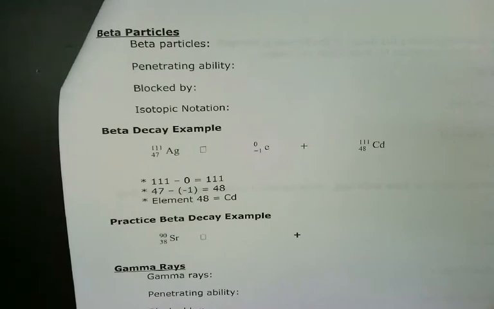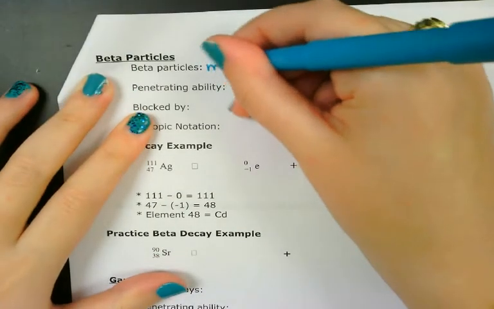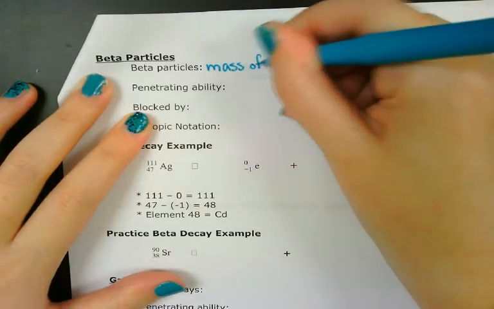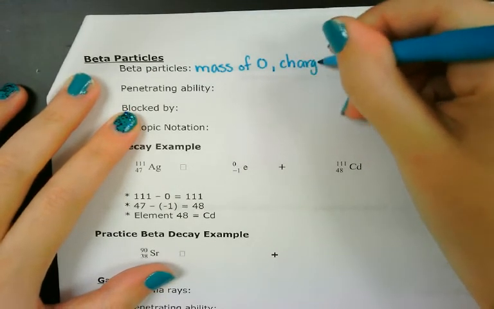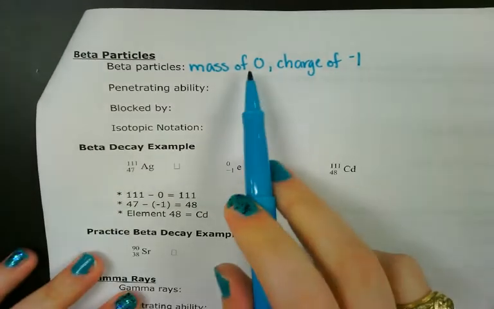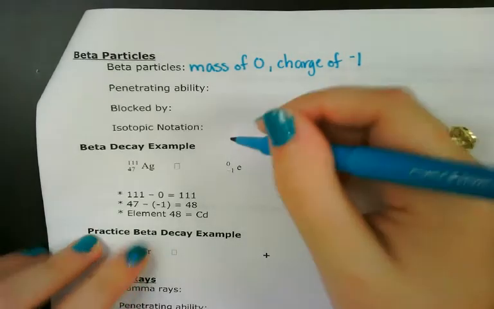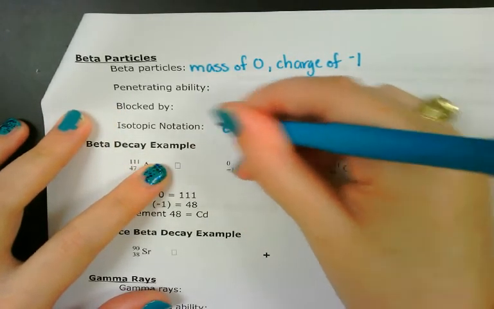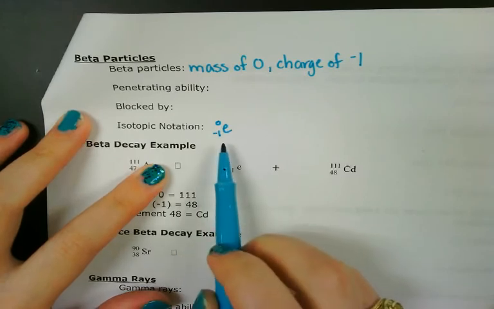All right. So now let's go to our next page. We're going to learn about beta particles now. So, beta particles have a mass of 0 and a charge of -1. Well, what has a mass of 0 and a charge of -1? It's an electron, right? So down here on our isotopic notation, we're going to put our isotopic notation for an electron.